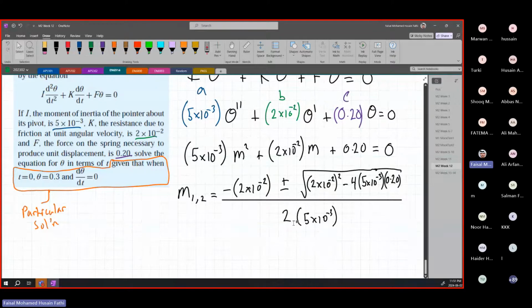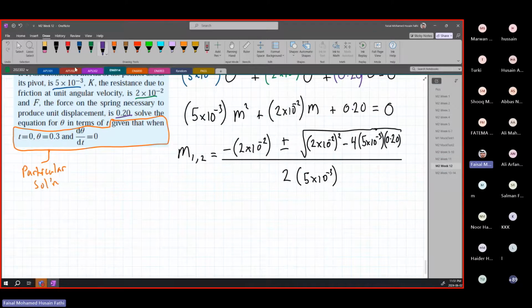Okay, solving this, let me just grab my calculator. The first thing you're going to check for is this part: if it's positive, if it's 0, if it's negative, so you can instantly know what type of solution you are going to be looking forward to. Of course, from the final solution you will know directly what it will be, but this will also help you detect what the actual thing will be.